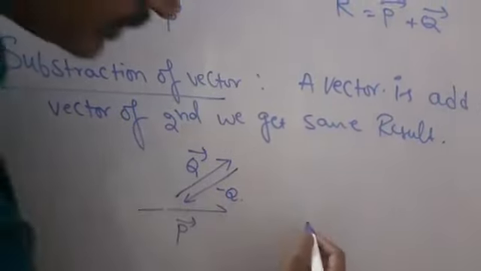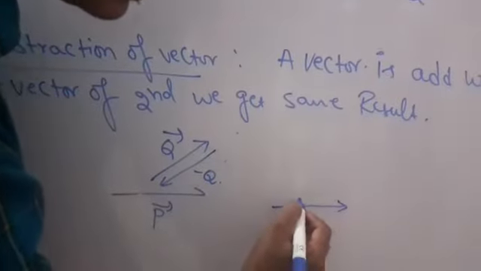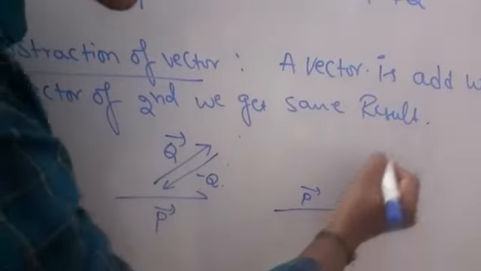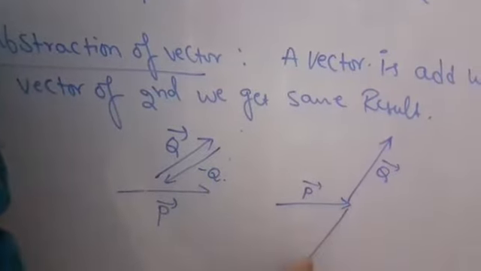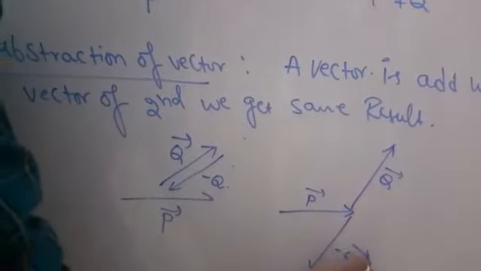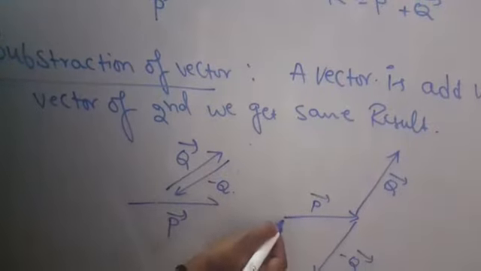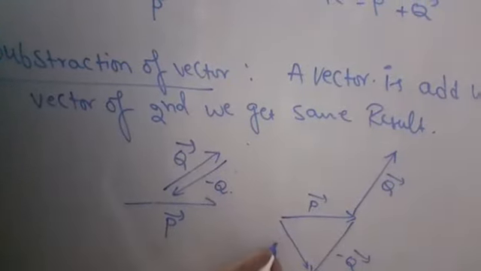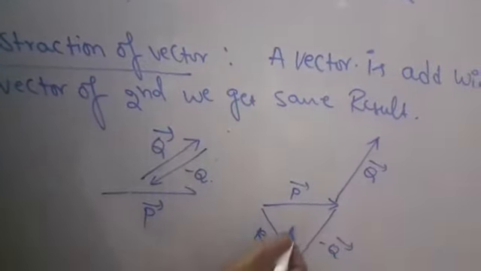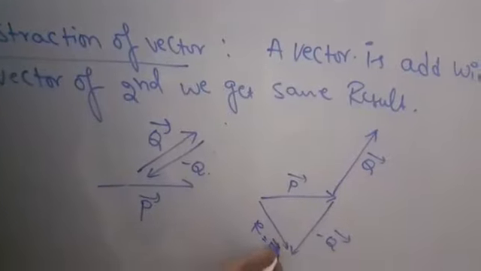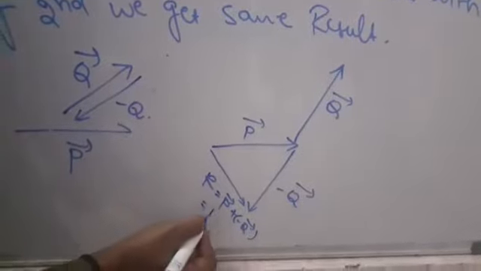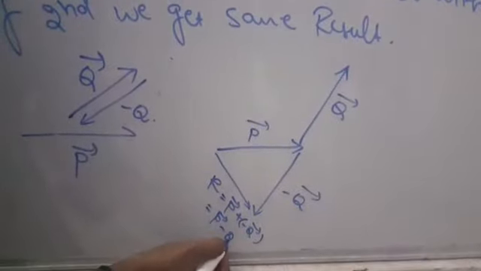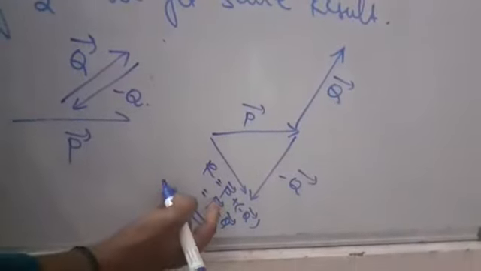So here is the p vector. Next, this is the q vector. Here the negative vector of this q bar is minus q. A line joining the tail of the first vector to the head of the second vector gives the result. Therefore r is equal to p bar plus minus q bar, that is p bar minus q bar. This is the result.